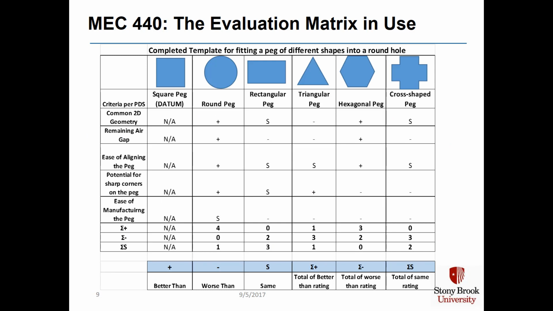Here's a sample of how to fill out the matrix, this time for fitting not only a square peg, but all types of shapes into a round hole. We use the square peg as the datum because it's the butt end of that tart comment, "That design is as awkward as trying to fit a square peg into a round hole." Not surprisingly, fitting a round peg into a round hole is rated most favorably compared to the datum, as well as the rectangular, triangular, hexagonal, and cross-shaped pegs.